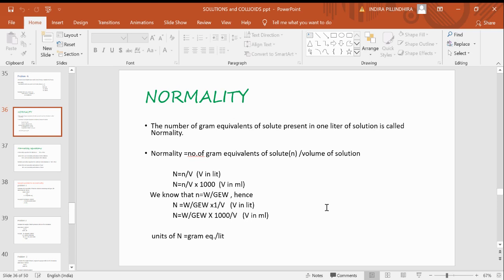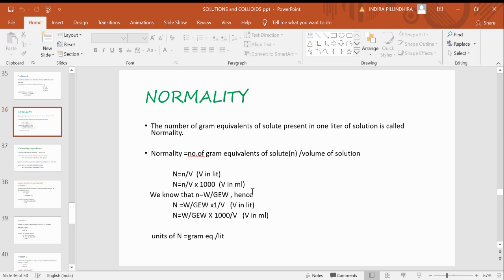It is expressed in this way. It is the number of gram equivalents of the solute, which is represented by the small n, and the volume of the solution, which is represented by V. So N is equal to small n by V, and V should always be expressed in liters. So N is equal to small n by V into 1000 when we express it in terms of ml, because 1 liter is equal to 1000 ml.